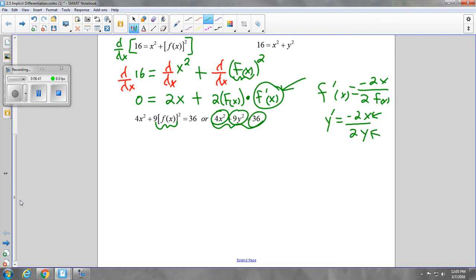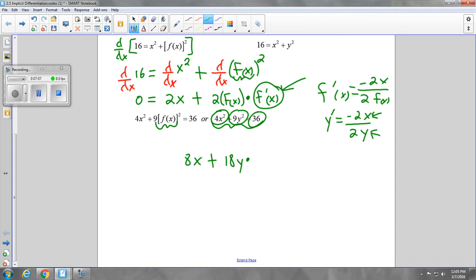So the derivative of 4x squared is going to be 8x. And then, is that minus? Plus. Plus. Now this one, all you ever have to do is it's the chain rule, right? So we're going to take the 2 down front. So the 2 times the 9 is 18. And then the y stays the same. So 18y to the 1.